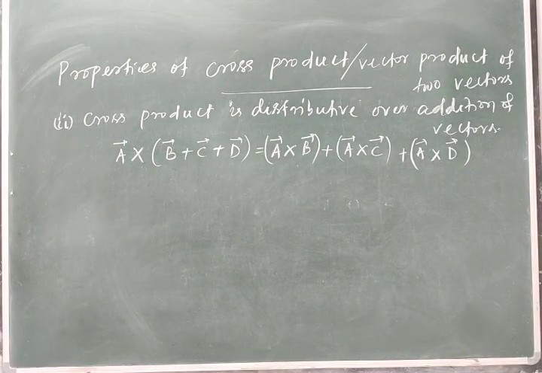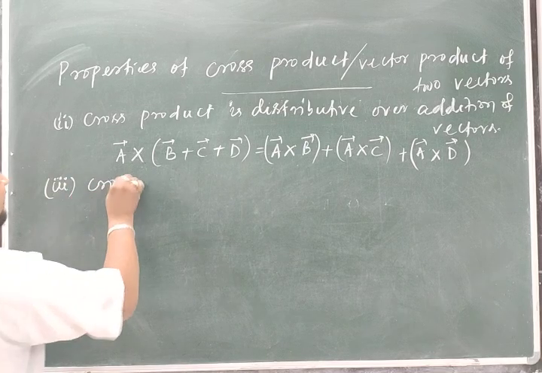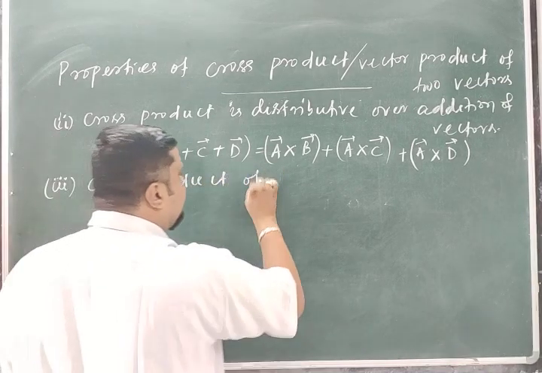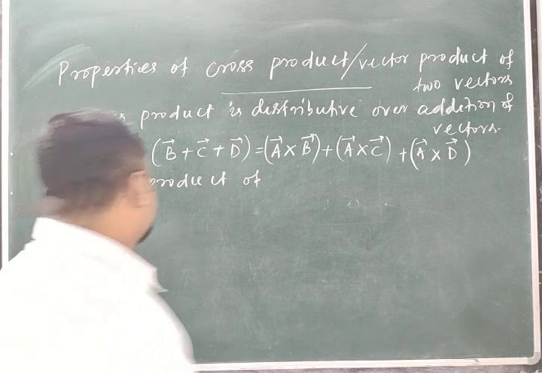Okay. Next we will go for the third one. The cross product of two parallel vectors.